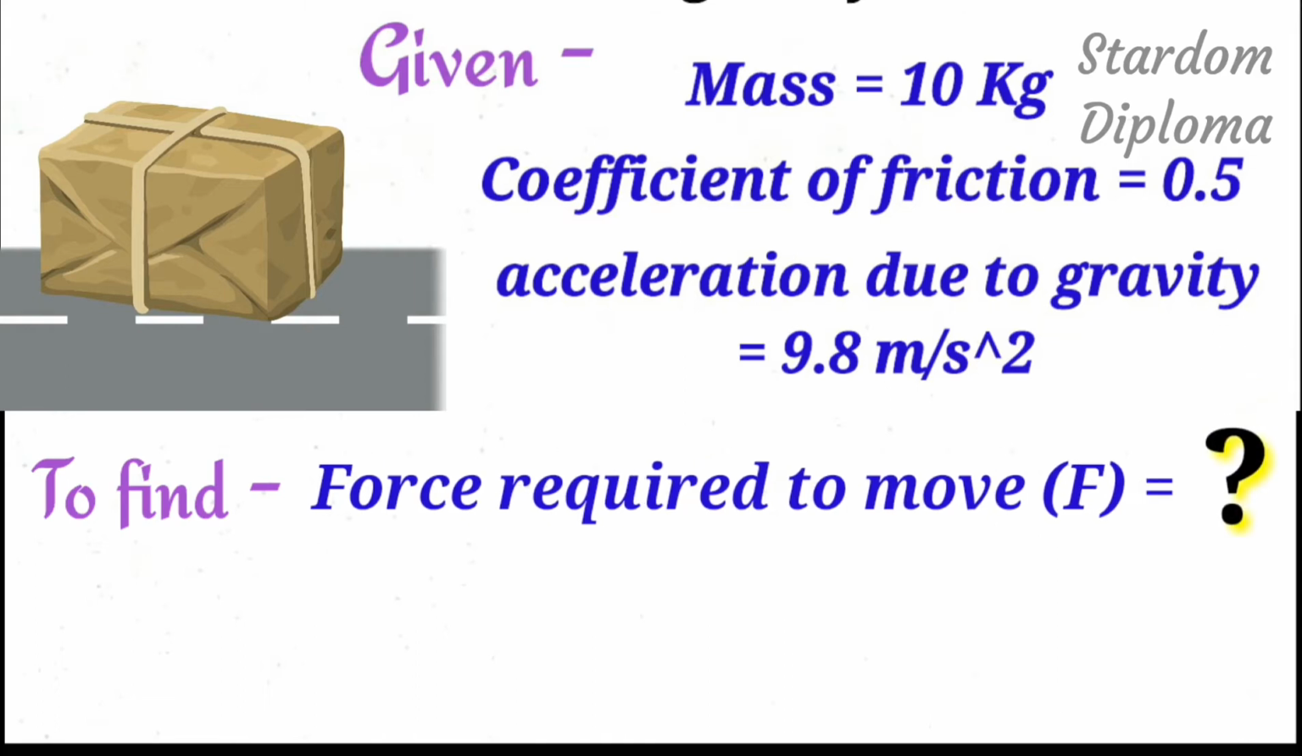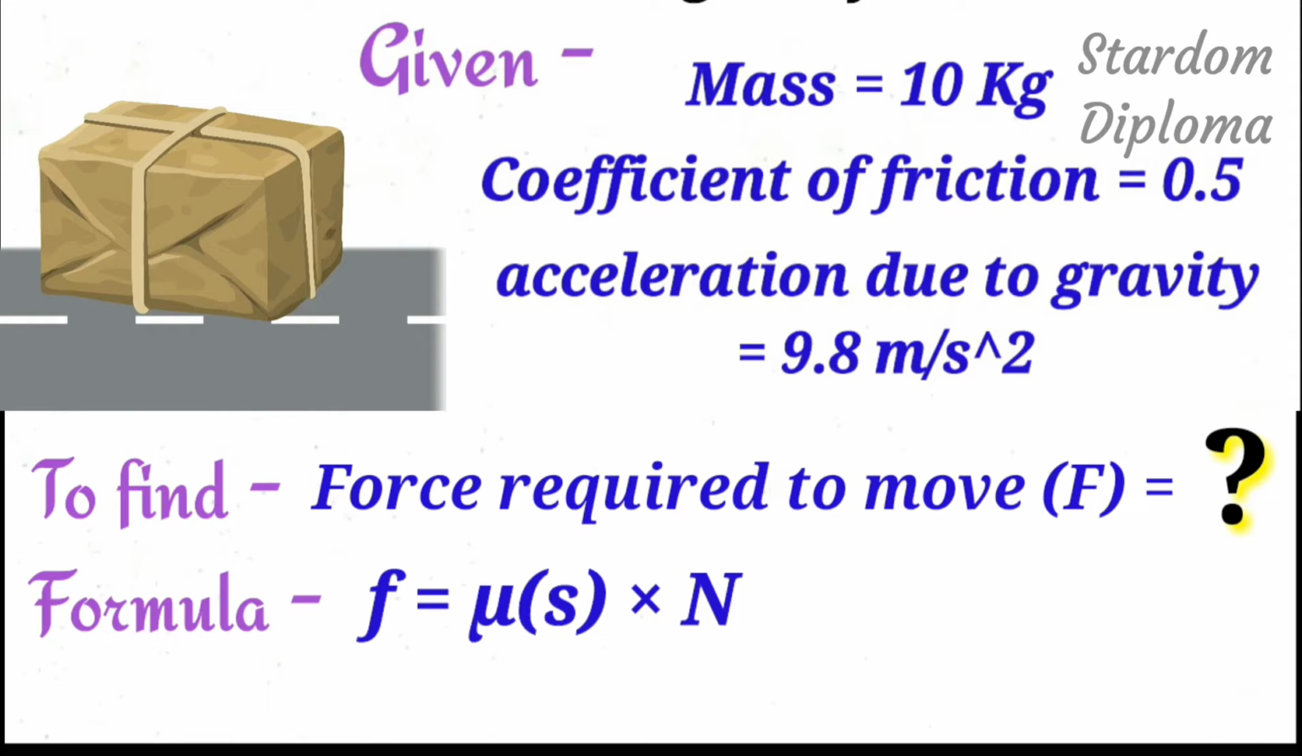In this problem also we can use the previous formula. We have to write the formula. F is equal to mu N. N is normal reaction. N will be equal to mass into acceleration due to gravity, right? N is equal to m into g. So in the place of N we are substituting m into g. So F will be equal to mu m into g.